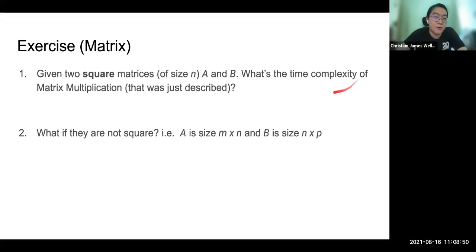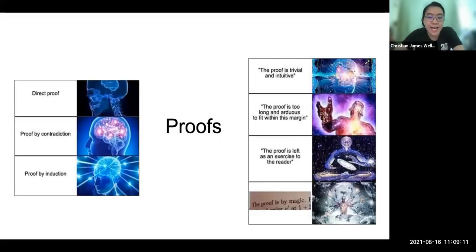Try to analyze the time complexity. Let's say you started off with a square matrix of size n. And then a little bit of extension: what if they are not square? Like just now, as I mentioned, A is of size m by n, and B is of size n by p. What's the time complexity? Okay, great. So this is matrix. And yeah, next up, we'll be talking about proofs.